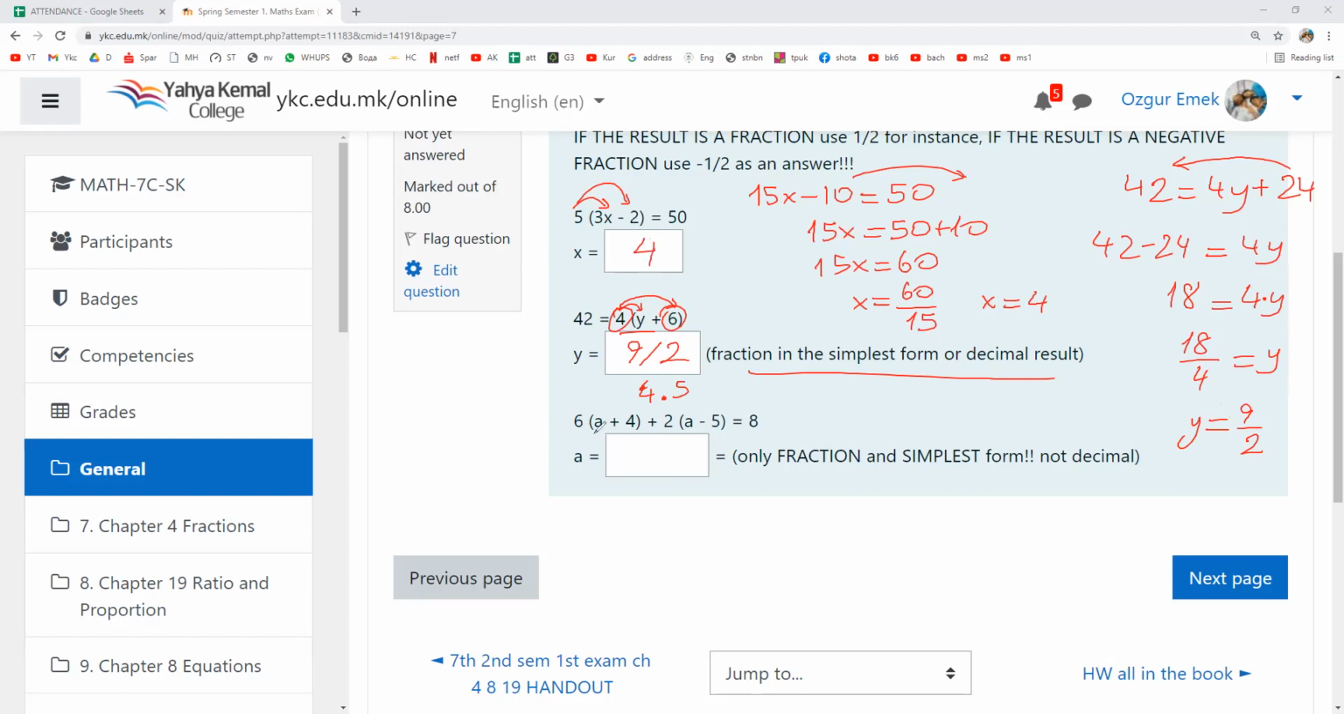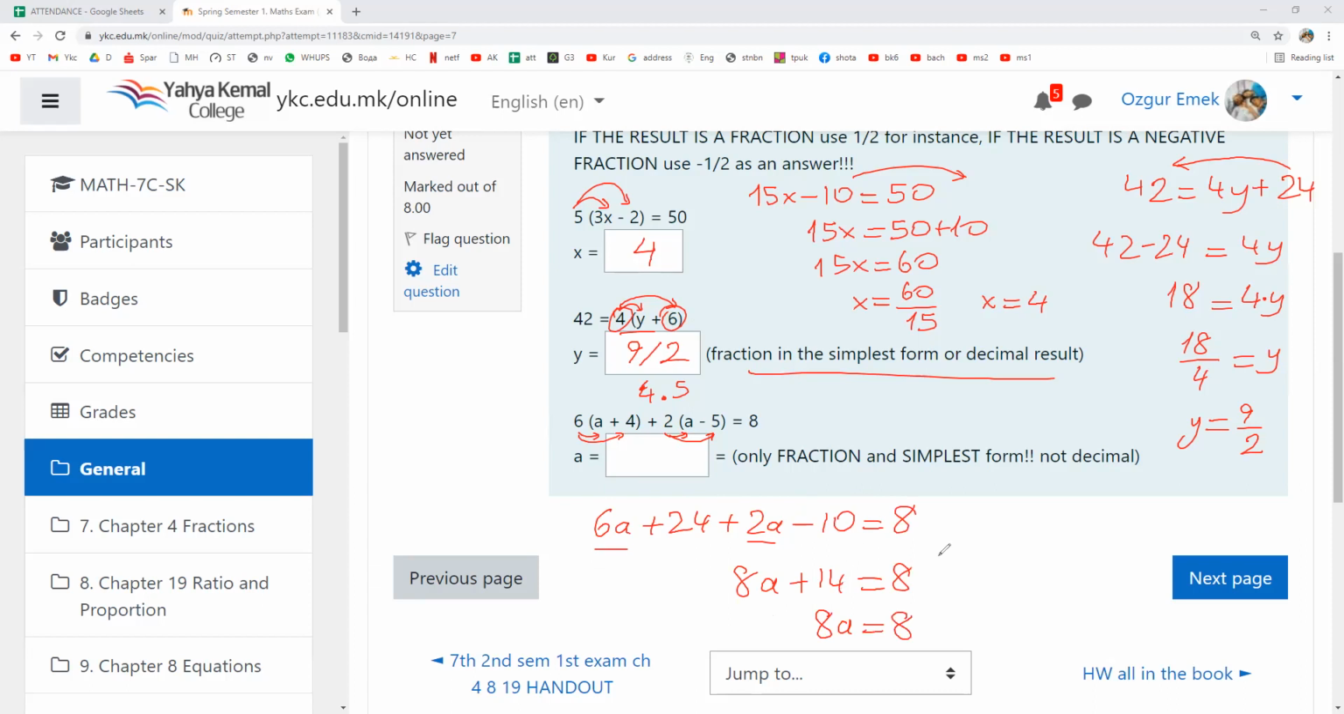And we have two distributions here. Distribute 6 over the first parenthesis and 2 over the second. 6 times a, 6a. 6 times 4, 24. 2 times a, 2a. 2 times -5, -10, equals 8. Combine like terms, it's 8a. 6a plus 2a, it's 8a. And 24, subtract 10, it's plus 14. That's equal to 8.